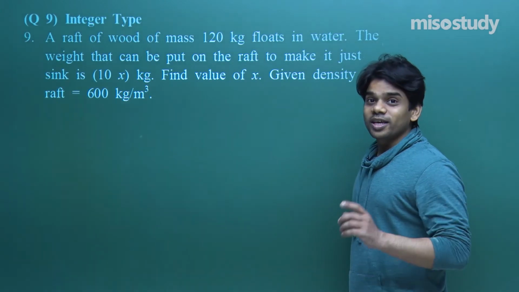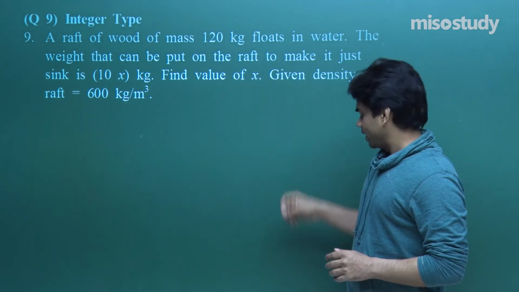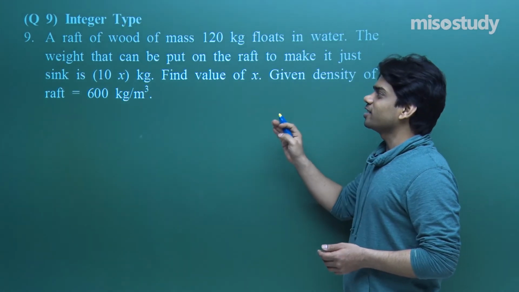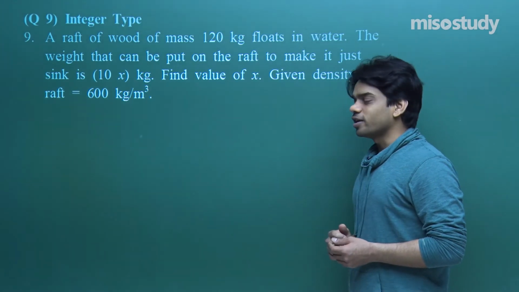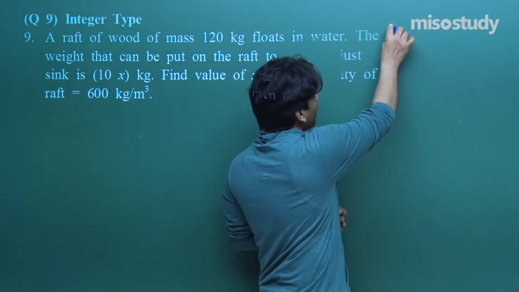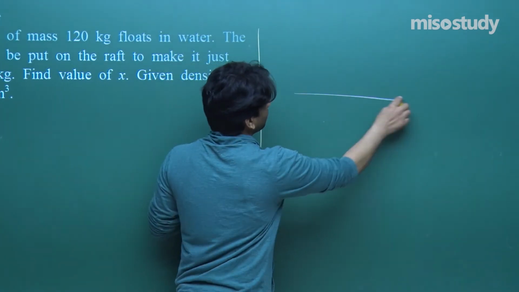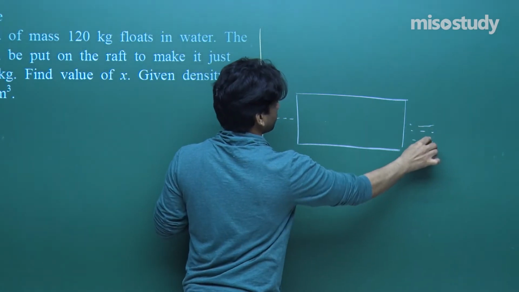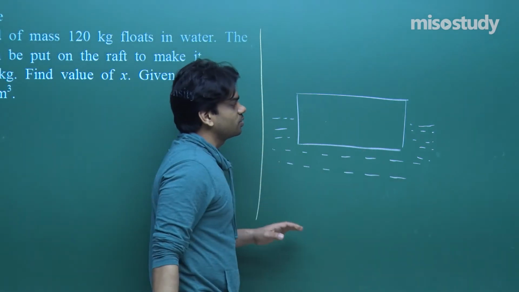It's an integer type, so only an integer lying between 0 to 9 will be the right answer for this. A raft of wood of mass 120 kg floats in water. The weight that can be put on the raft to make it just sink is 10x kg. Find value of x, given density of raft equal to 600 kg per cubic meter. So as per the given statement, we have a raft of wood which can float in water. Let me say that this is a raft floating in water. This is water, this is the raft that's floating.